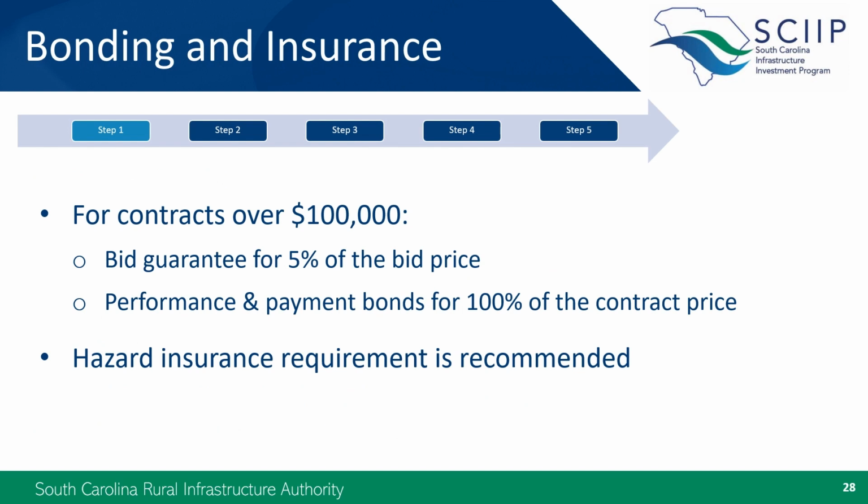All grant-funded construction contracts over $100,000, so almost all of them, are also subject to these minimum bonding requirements, which should be included in the bid package. Bidders must submit a bid guarantee for at least 5% of the bid price, and once the winning bidder is chosen, performance and payment bonds for 100% of the contract price must be obtained. RIA also recommends that contractors be required to have hazard insurance.